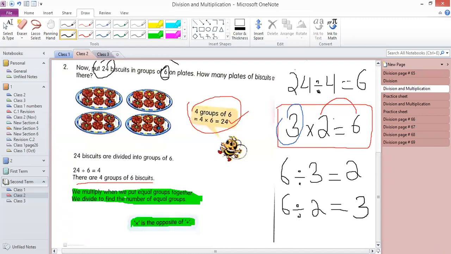So from one multiplication sentence, I write two division sentences. 3 times 2 equals 6. That means 6 divided by 3 equals 2 and 6 divided by 2 equals 3. Am I clear, guys? Yes, yes. That's very good.